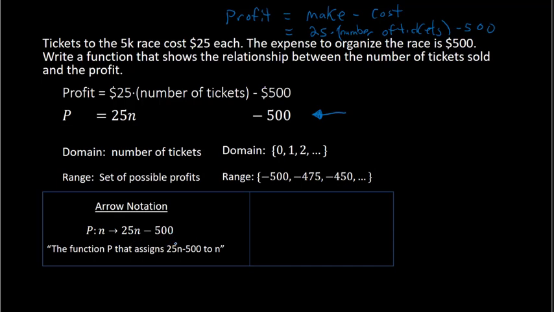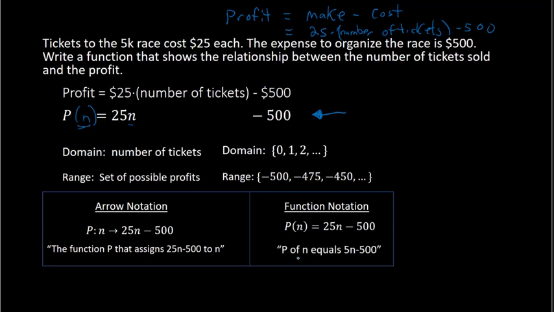This is actually not used as often as the following, which is function notation. We can write this in function notation as P(N) equals 25N minus 500. We simply put parentheses and N right here, to show that our function is in relation to N. So the profit is in relation to N. Whatever N is, that's going to give me back out my profit. So in English, we would say this as P of N equals 25N minus 500.